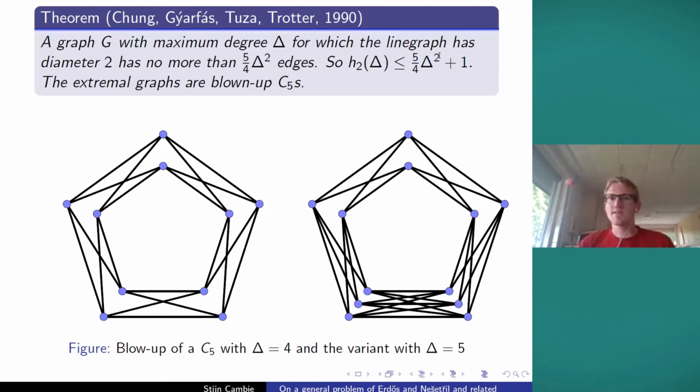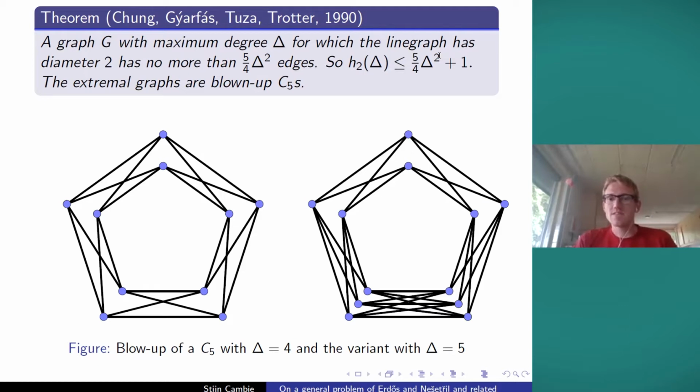So one could expect, after Chung, Gyárfás, Tuza, and Trotter solved the problem for t equals 2, the next step would be to solve t equals 3 and higher. But actually this did not happen, because there were other cases which were hard and interesting for t equals 2.